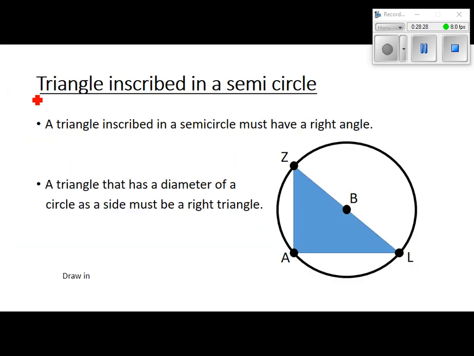And one more rule for circles, and you might put an asterisk beside this one. Triangle inscribed in a semicircle. So if that triangle is inscribed in a semicircle, that means that one of the sides of the triangle is a diameter of the circle. So a triangle has a diameter of the circle as a side. One of the sides of the triangle is the diameter of the circle. Anytime that happens, that angle has to be a right angle.